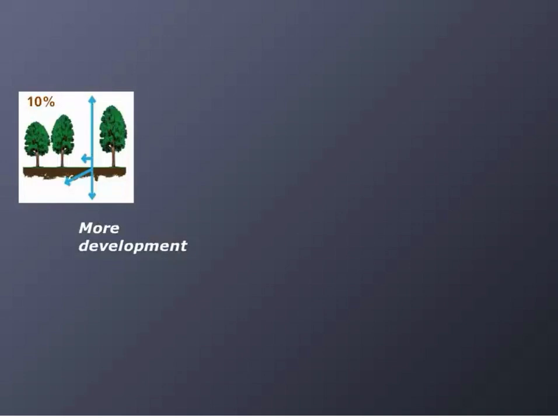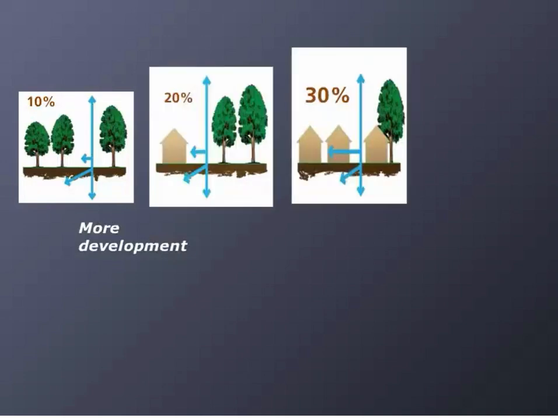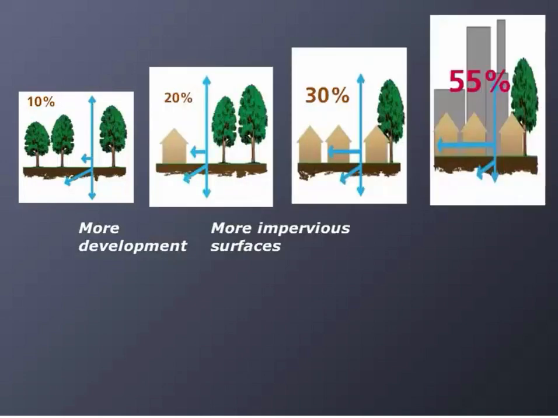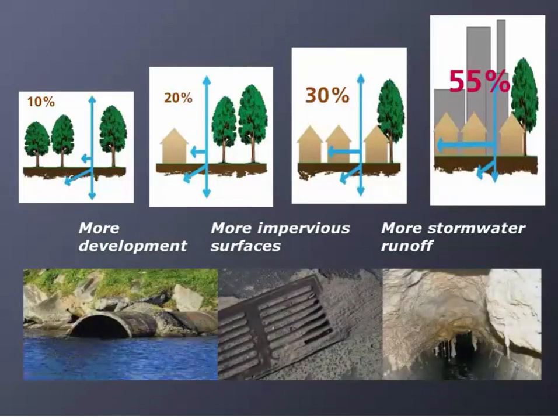Stormwater is water from rain or melting snows that can become runoff, flowing over the ground surface and returning to lakes and streams. Let's look at the impact of municipal development on stormwater runoff. Runoff is low, about 10% in undeveloped areas, but more development creates more impervious surfaces, which leads to more stormwater runoff. In highly developed areas, this might mean 55% of rainfall becomes runoff, which needs to be managed.